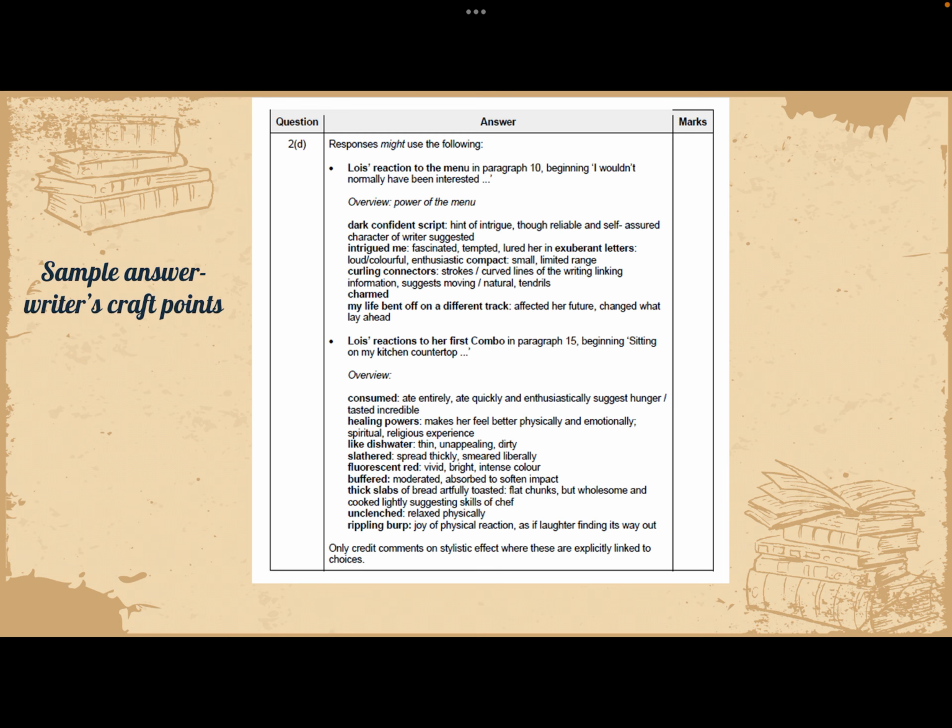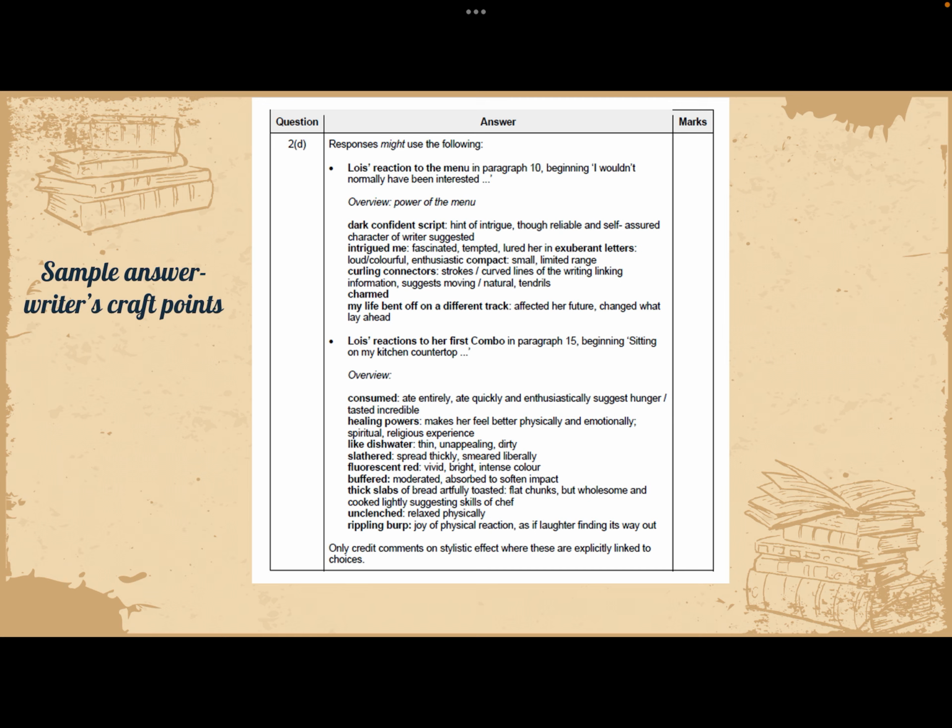And on the next slide, we are given some sample answers. So in the marking scheme, you can see Lewis' reaction, it shows us the overview. The word overview means what is the idea of that paragraph. So that's what the whole thing is about. The overall effect of the language created in paragraph 10 shows us the power of the menu. That's how you can bring it. And you can see these points like dark, confident script, intrigued, curling connectors. That's an alliteration used there. These are points that you need to include in your first paragraph.